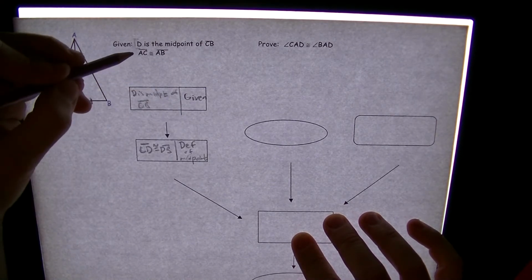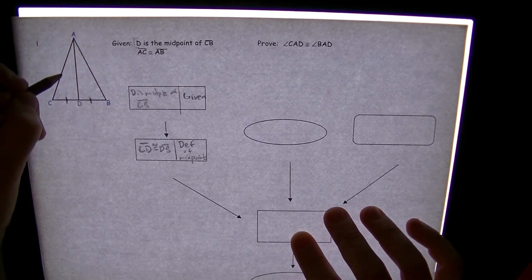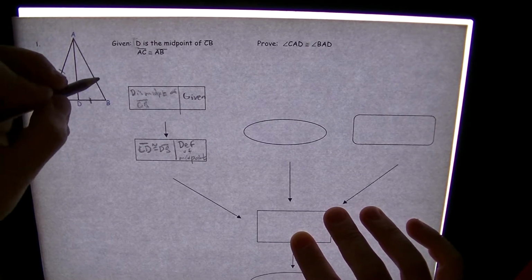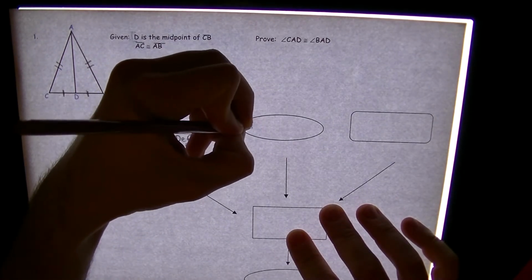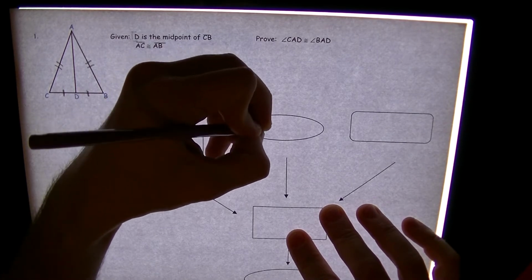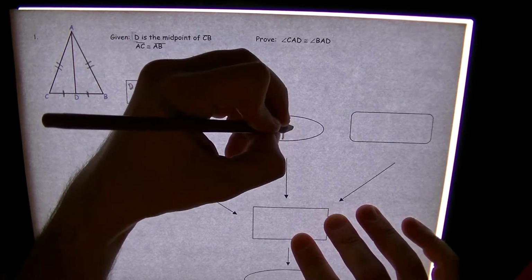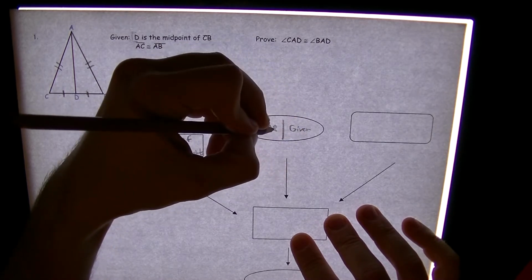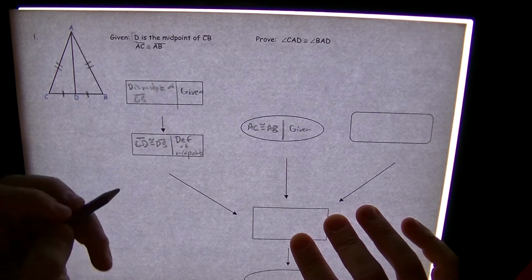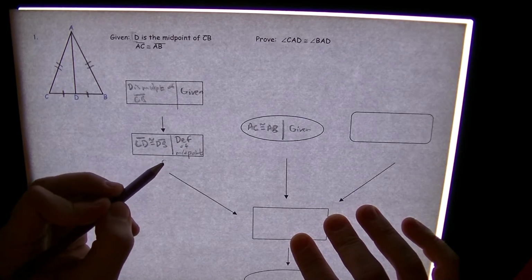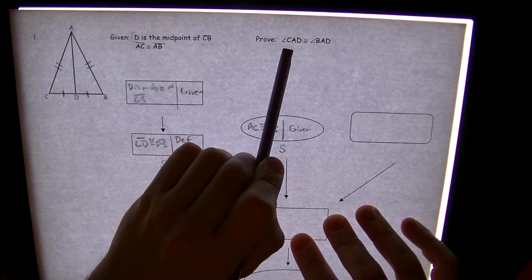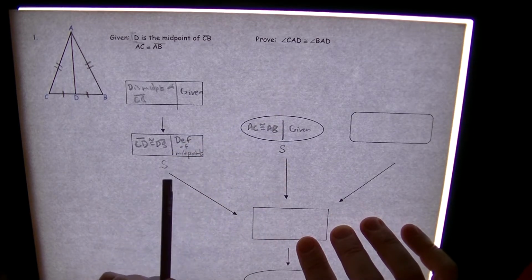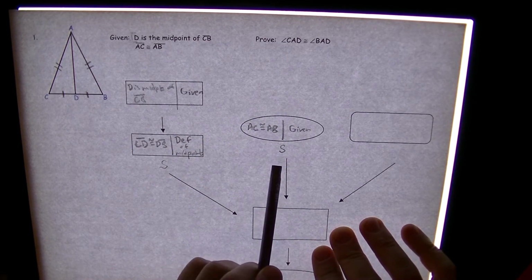Great. Next, I'm given just very directly that AC is congruent to AB. So I can say AC is congruent to AB, and that is given. Now this piece of information gets me one side. This piece of information gets me another side. I'm trying to prove that these two angles are equal though, and this seems to be moving me towards a proof of a triangle, right?